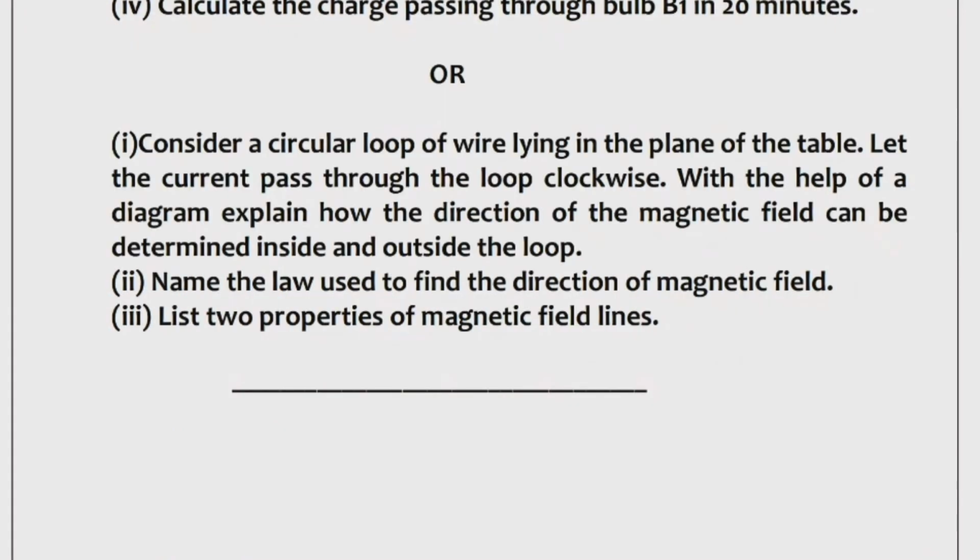Or consider a circular loop of wire lying in the plane of the table. Let the current pass through the loop clockwise. 1. With the help of a diagram, explain how the direction of the magnetic field can be determined inside and outside the loop. 2. Name the law used to find the direction of magnetic field. 3. List 2 properties of magnetic field lines.